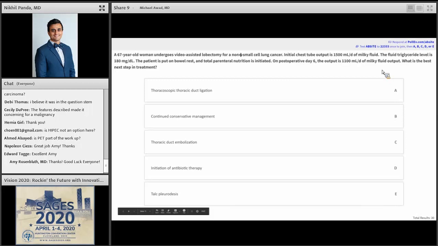A is thoracoscopic thoracic duct ligation. B is to continue conservative management. C is thoracic duct embolization. D is initiation of antibiotics. Or E is talc pleurodesis.